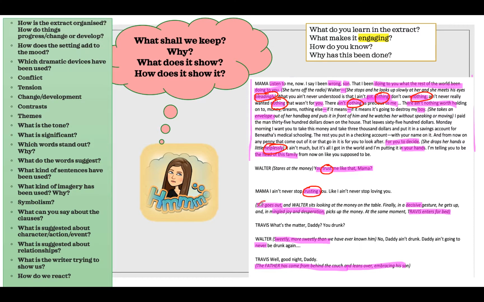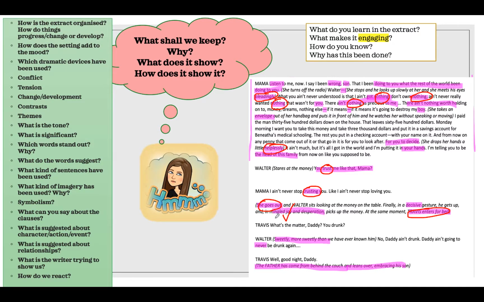And then I'm going to keep this stage direction here, because I think this shows a turning point, not only in the scene, but in Walter, because as she leaves and Travis enters, we see a much more empowered, positive, happy and hopeful Walter, especially through this stage direction of mingled joy and desperation. So definitely going to keep this one as well.